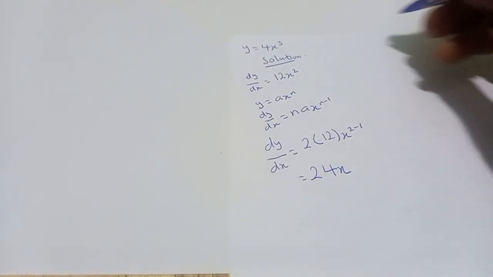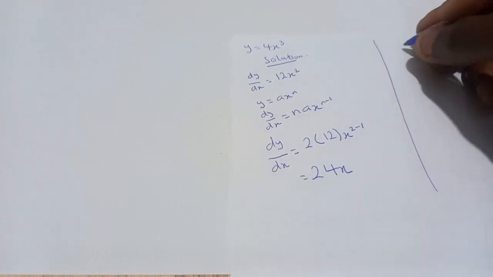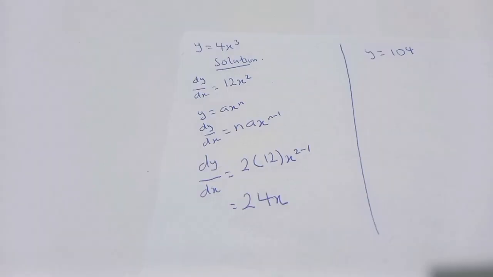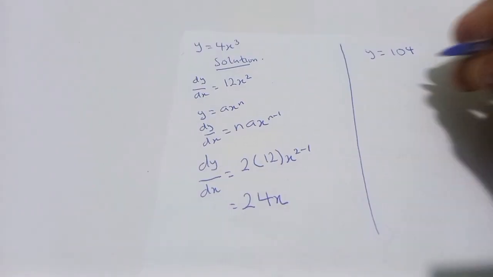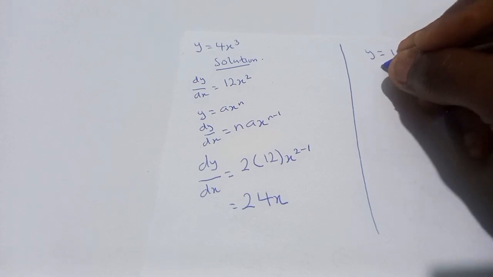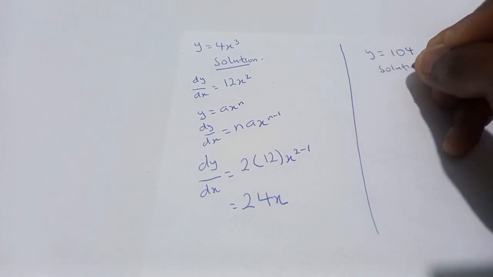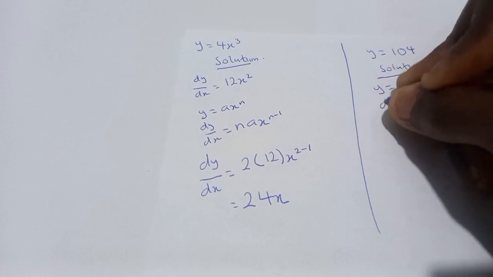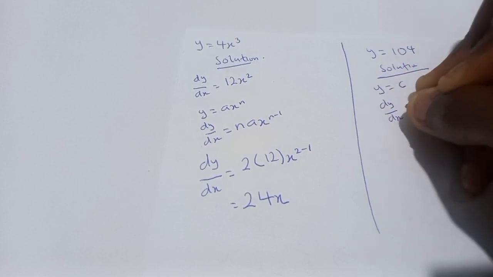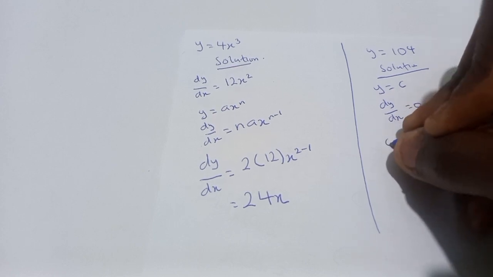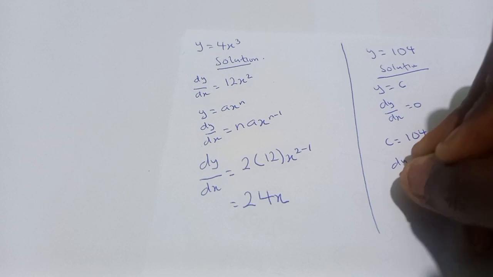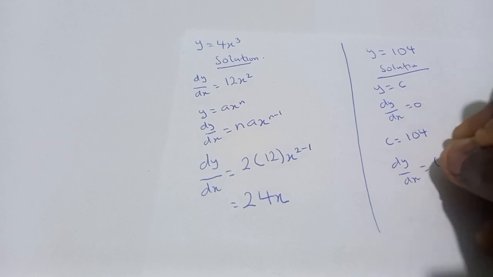Are you following? And the last question is when y is equal to 104. Now this is a constant, so then the solution is y equal to c, where c is equal to 104. So then dy/dx here is equal to what? 0.